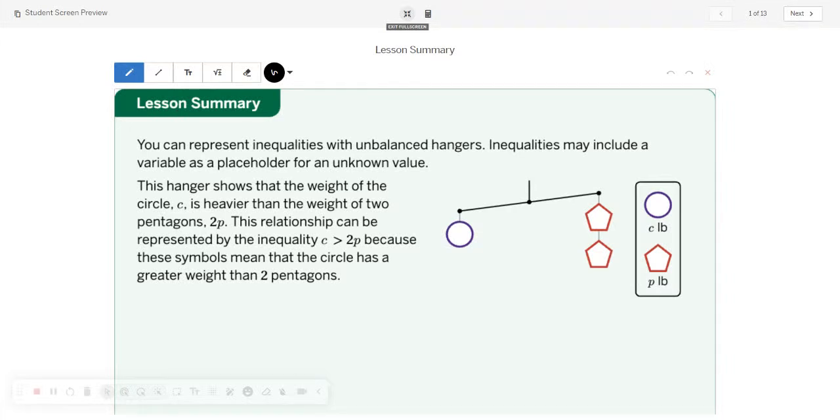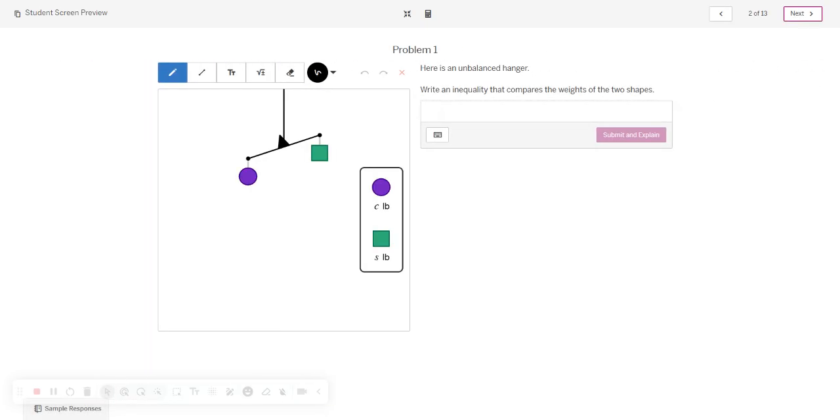Okay, I'm on a new computer today, so I'm looking at these inequalities. Here, you've got one circle, which is definitely heavier than two pentagons, and so it'd be a symbol just like that. And so we're going to use this information to keep working.